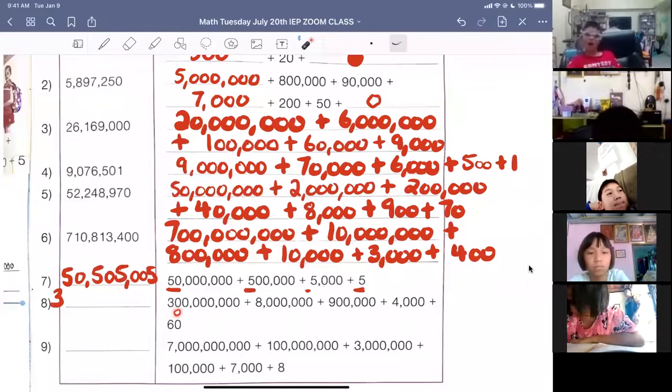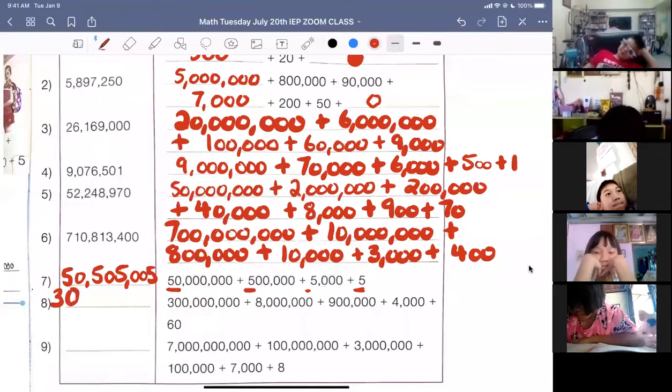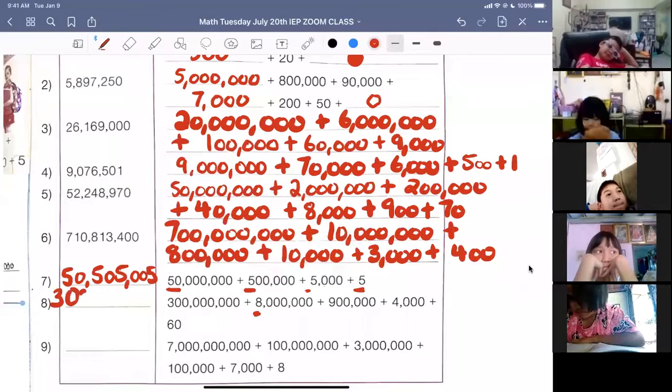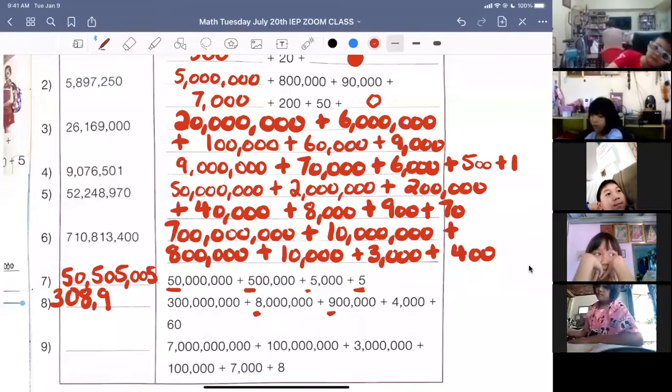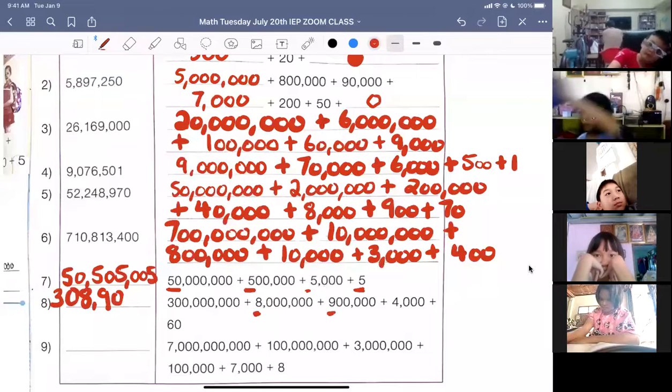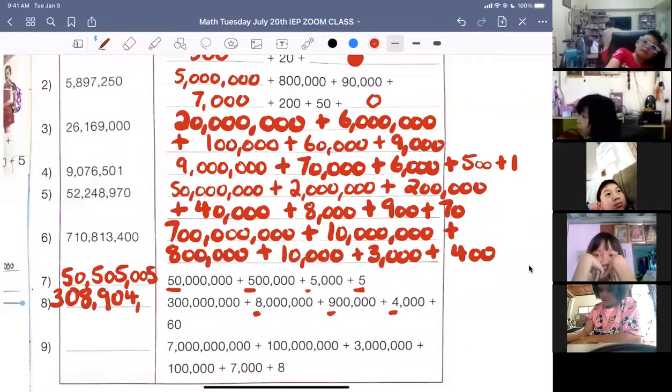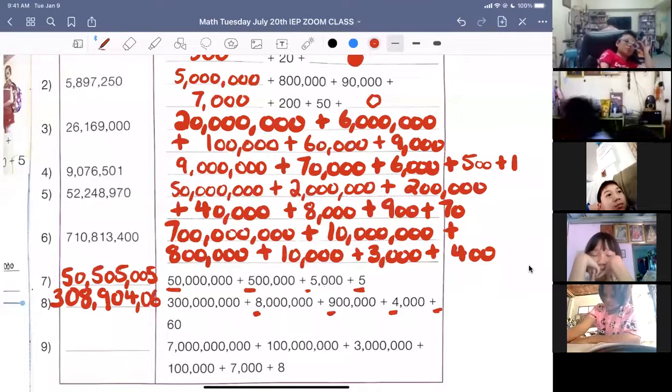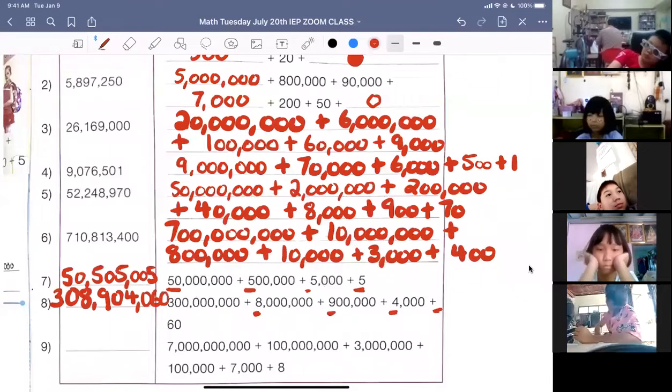Then do we have a 10 million? No, we don't have a 10 million. So we're going to skip to the millions. So we're going to write a 0 for the 10 million. And then we have 8 for the millions. Then we have 100,000s, which is the 9. We don't have a 10,000, so we're going to write a 0. And we have a 4 for the thousands. We don't have a hundreds, so we're going to write a 0. And we have a 60. And we don't have a 1, so we're going to write a 0.